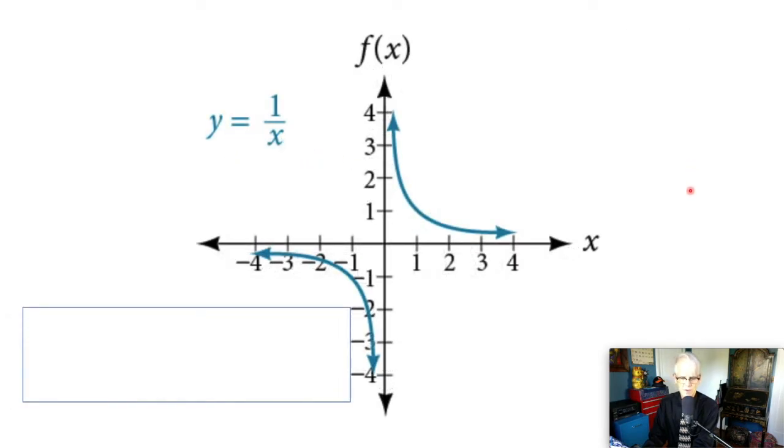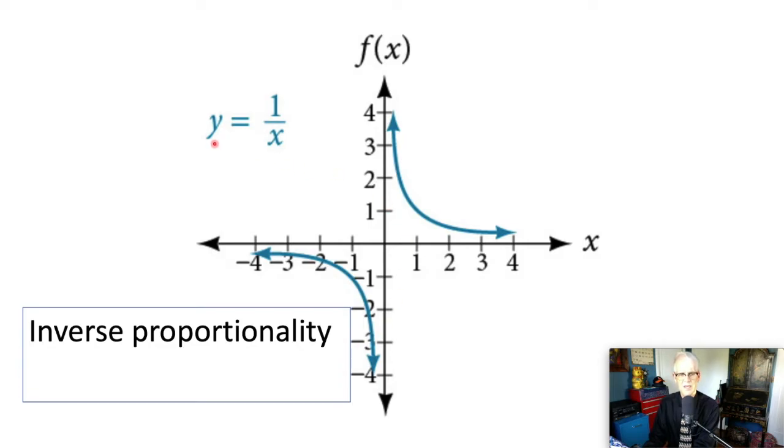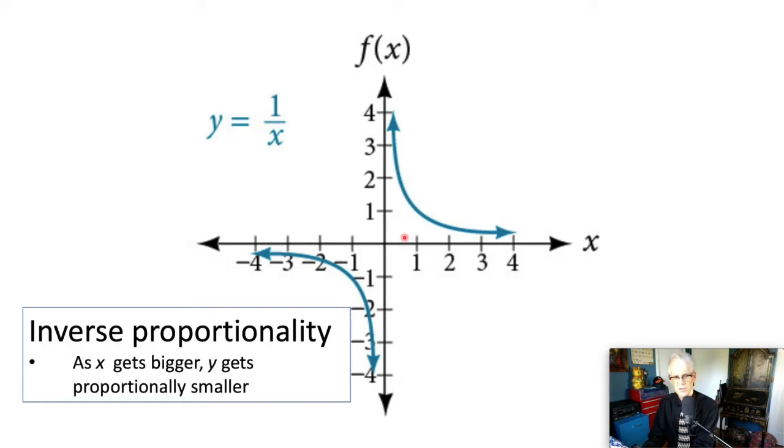Now we've seen direct proportionality. Now we're going to look at inverse proportionality. Say y equals 1 over x. So as x gets bigger, as the denominator gets bigger here, y gets smaller. So as x gets bigger, y gets proportionately smaller. As we see, as we go to the right here, x is getting bigger and y is getting smaller.